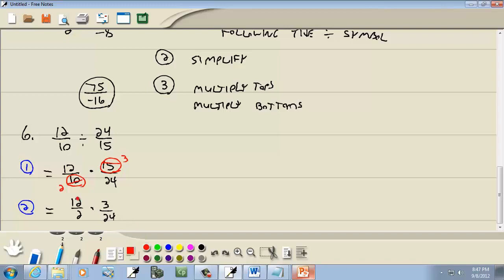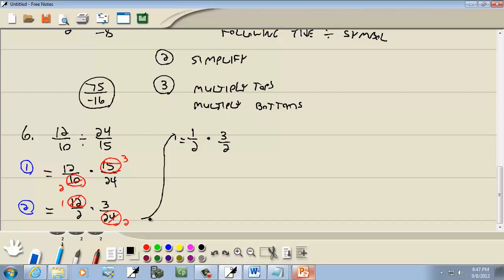Now again, we're still simplifying. So if you can divide a number on top and a number on the bottom by the same number, do so. Here's 12 and 24. Those are both divisible by 12. 12 divided by 12 is 1. 24 divided by 12 is 2. So this becomes 1/2 times 3 halves.